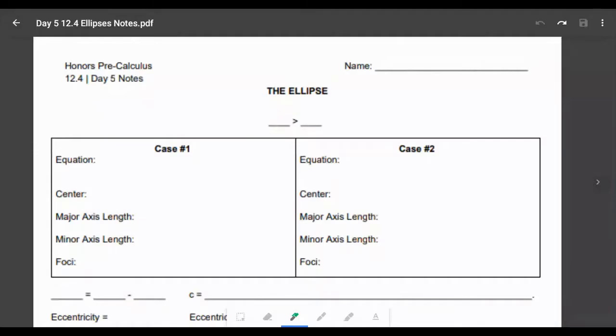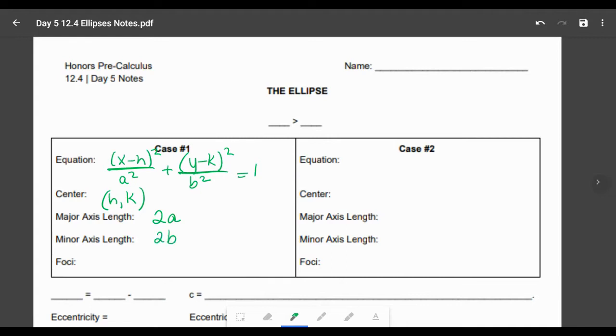Right, so today we're going to talk about the ellipse, and the generic form of the equation is the quantity x minus h squared over a squared plus the quantity y minus k squared over b squared equals 1. So as we've seen in the past, the center would be at h comma k, so it's the opposite of what you see with the x minus h, and it's the opposite of what you see with the y minus k. The major axis has a length of 2a, and the minor axis has a length of 2b.